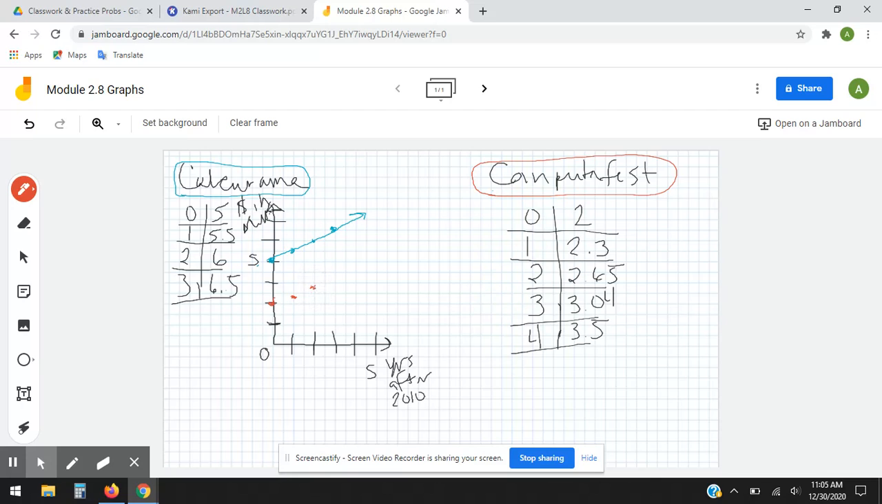2.65, trouble's writing here. 3 is 3.04, so it goes up with the 3. And 4 is 3.5. Wait a minute, 1, 2, 3, 4. Oh, shoot, I counted those wrong. Well, I guess we started with a 1 down there. 4 is 3.5, so we'll put it right here.